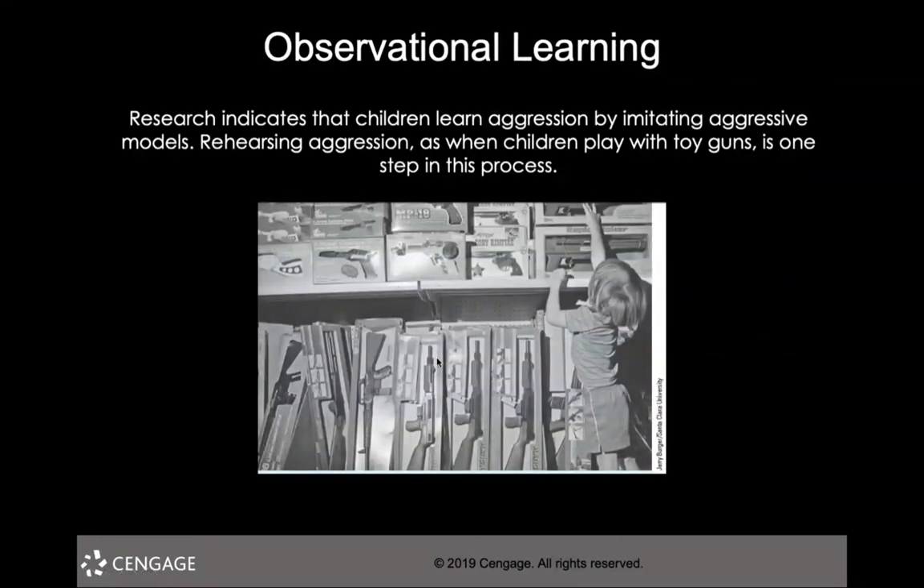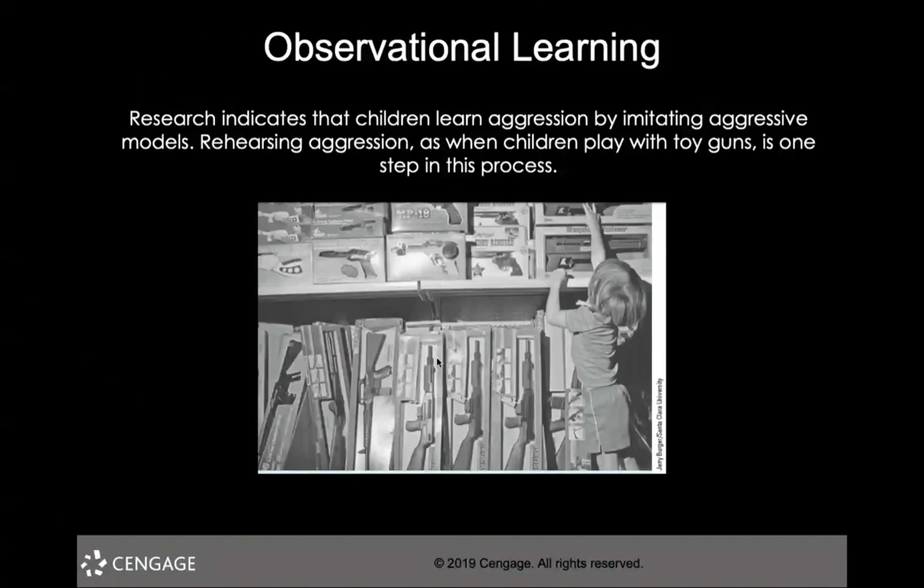Research indicates that children learn through observational learning, and aggression is a great example. When he talks about people learning how to behave through observation, the example would be aggression. Rehearsing aggression, as when children play with toy guns, is one step in the process. Research indicates that children learn aggression by imitating aggressive models.